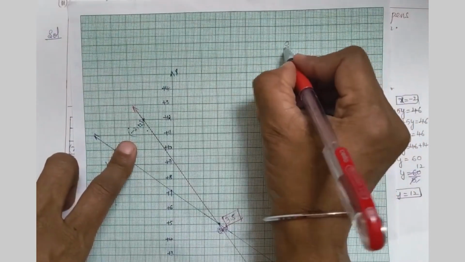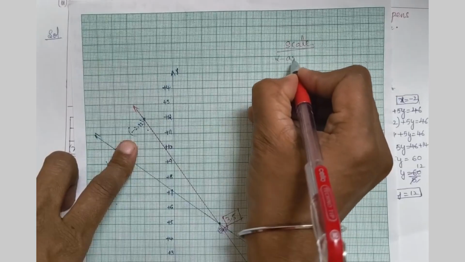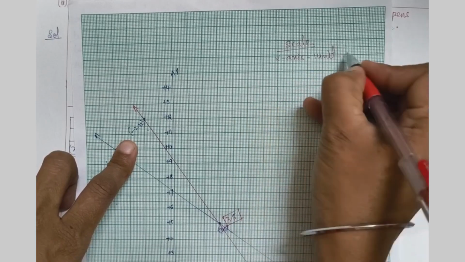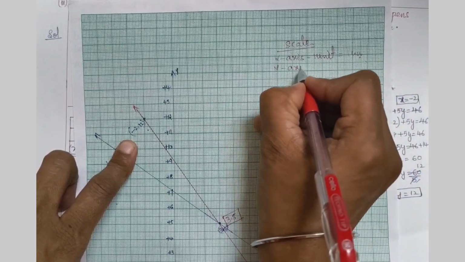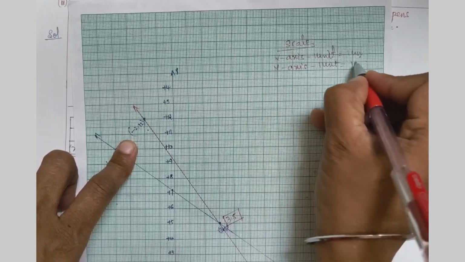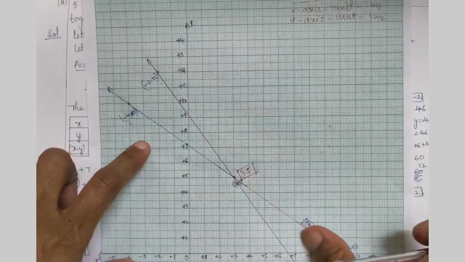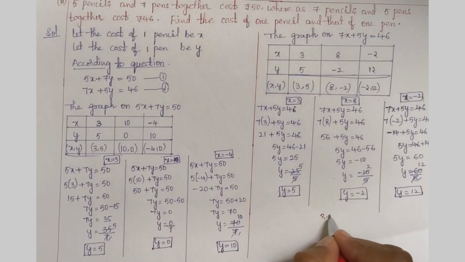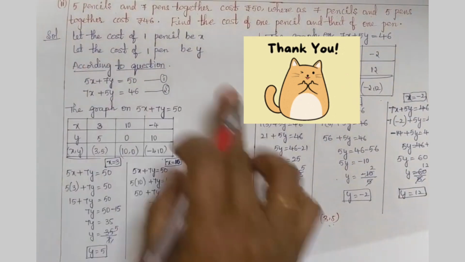Scale: x axis, 1 unit is equal to 1 centimeter. y axis, 1 unit is equal to 1 centimeter. You write it. So x axis 3, y axis is 5. Here also write, what is the answer? 3, 5. So the cost of 1 pencil is 3 rupees, and the cost of 1 pen is 5 rupees.